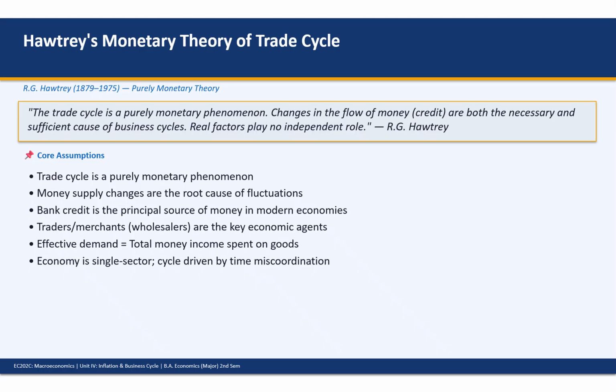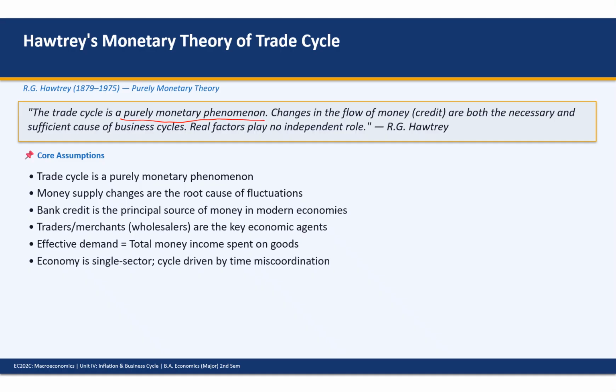Hawtrey's monetary theory says that business cycle is mainly caused by changes in money and credit. According to him, when credit expands, the economy moves upwards. When credit contracts, the economy moves downward. Hawtrey's main argument, his core argument, is that trade cycle is purely a monetary phenomenon.